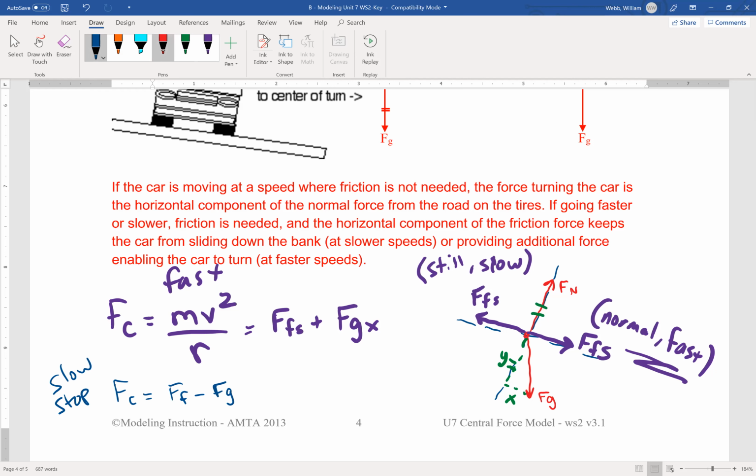The most common example is that Goldilocks velocity where it doesn't even need friction. That's the most common example I've seen. And in that case, it's just the X component only. Oh, and sorry, I forgot my X here. So there's three scenarios, and you have to figure out what is the force pushing to the center of the circle. Depending on the speed of the car, it could be any of those three.